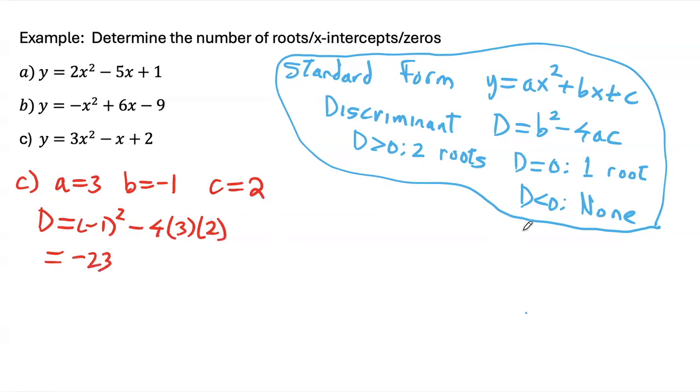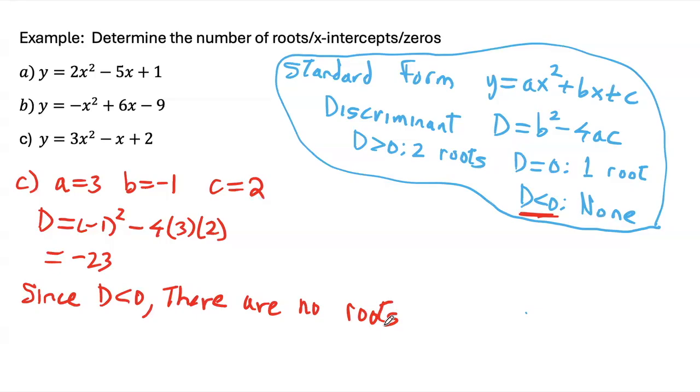Now I have a discriminant that's a negative. Again, I want to say that since d is less than 0, there are no zeros. You want to communicate to your teacher what you are doing. So no zeros, no roots, no x-intercepts.